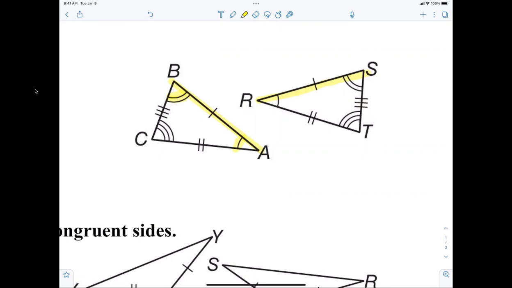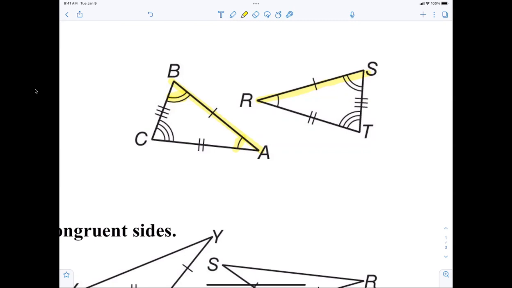Now I'm going to ask you what corresponds to CA, TR, and what corresponds to BC, ST. You have now proven those triangles are congruent. Why do we know those triangles are congruent? Because all the corresponding parts are what? Congruent. That's all there is to it.